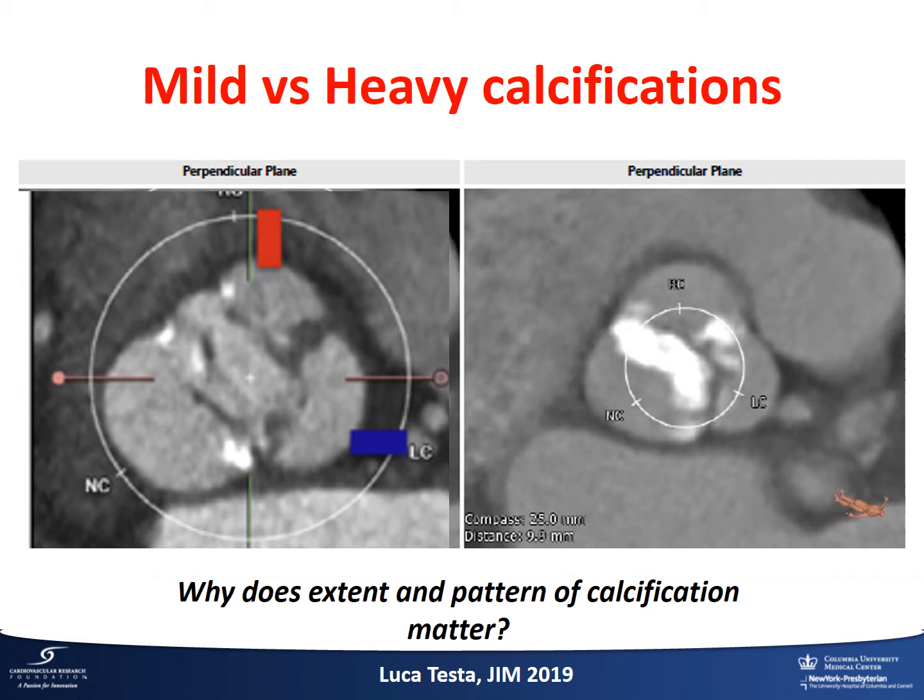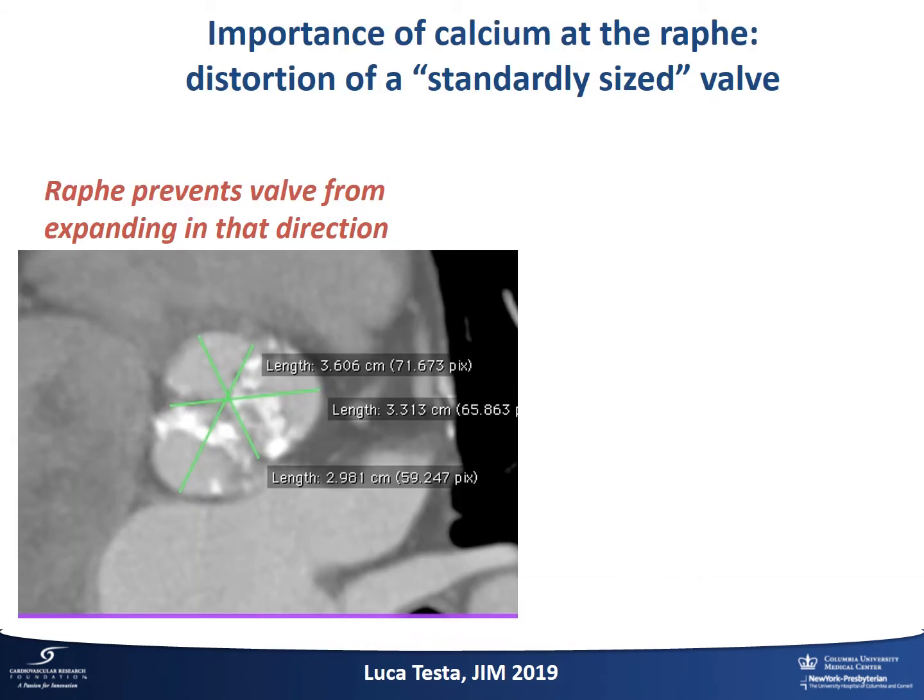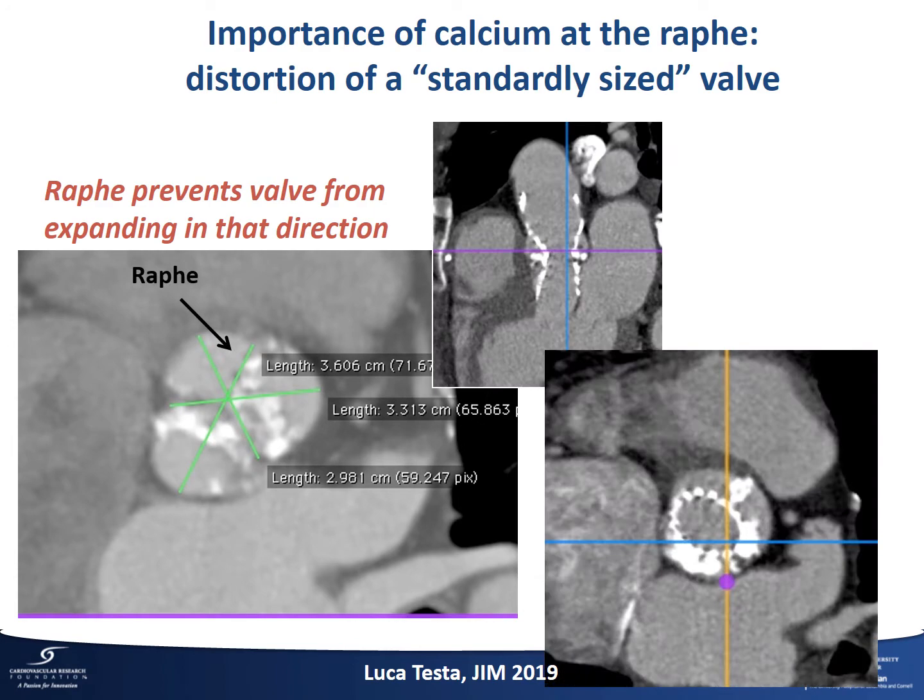The degree of calcium also matters a lot, because this is what will dictate valve expansion. When there's heavy calcium, especially such as this, you have to make sure that there's enough room in the root for the valve to sit, because this calcium may not allow the valve to expand in one direction. So you have to really focus on the calcium and the root size as well, and see, will the valve have enough room to expand? In an example like this, a heavily calcified raphe will prevent the valve from expanding in the direction of the raphe.